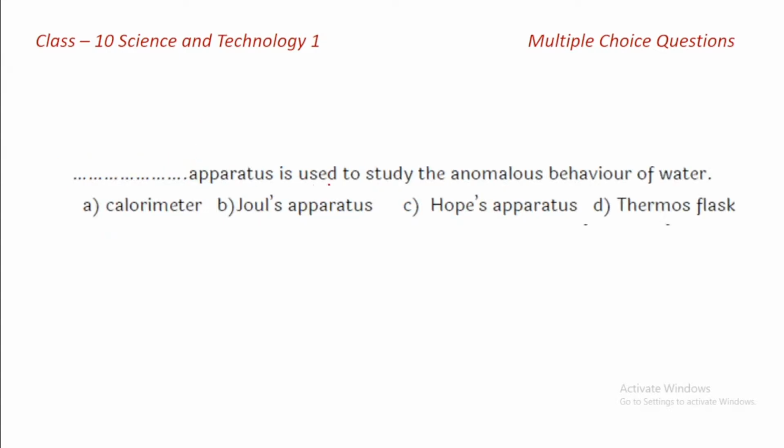Dot dot apparatus is used to study the anomalous behavior of water. Option A is calorimeter, Joule's apparatus, Hope's apparatus or thermos flask. So the correct answer is Hope's apparatus. Hope's apparatus is used to study the anomalous behavior of water.